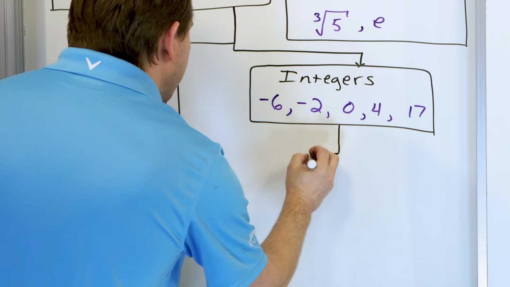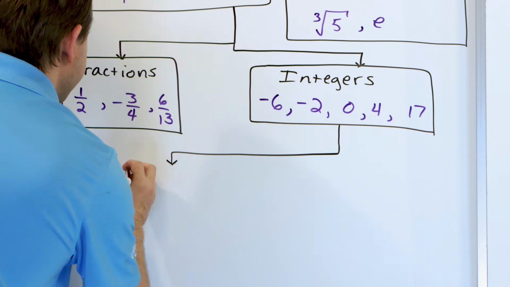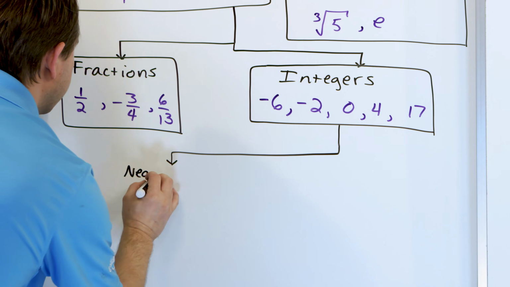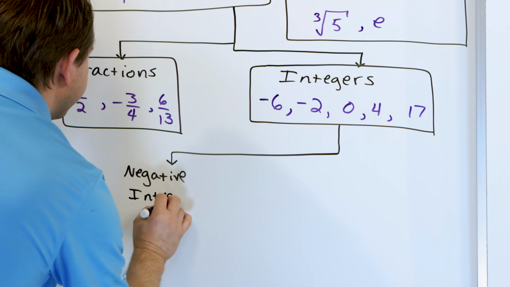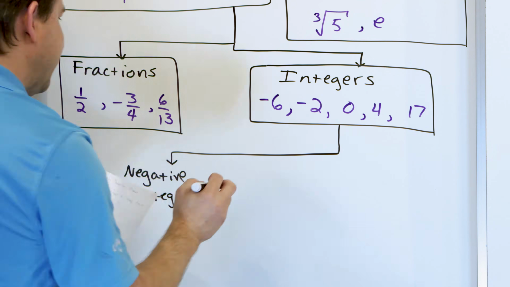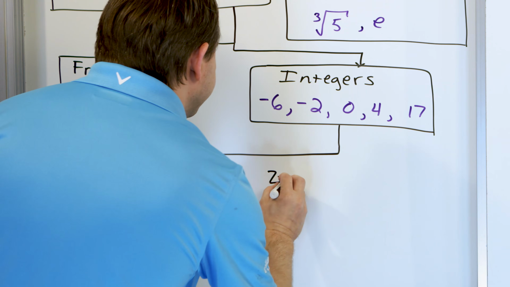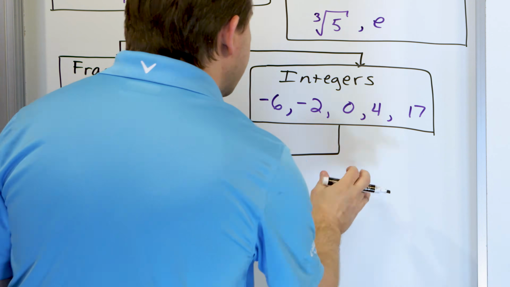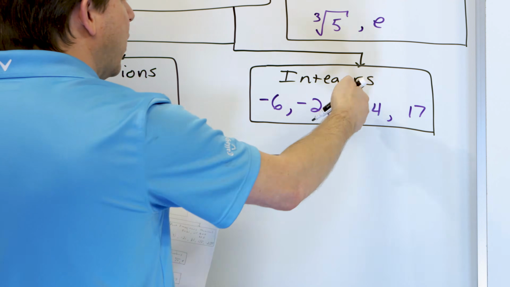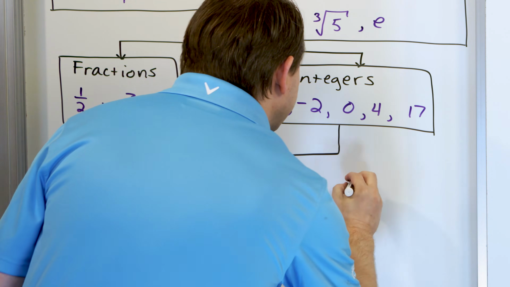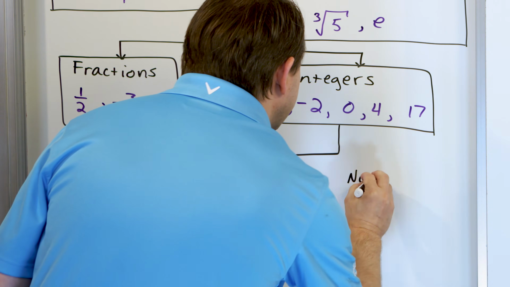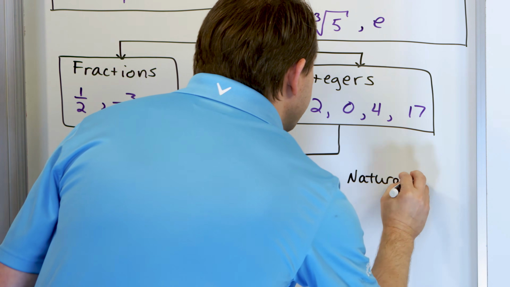So let's go over here, and we have the negative integers, right? And we have the very special number 0. And we have the positive ones other than 0, like 1, 2, 3, 4, 5, 6, 7, 8, 9, those things. We have a special name for those. Those are called the natural numbers.